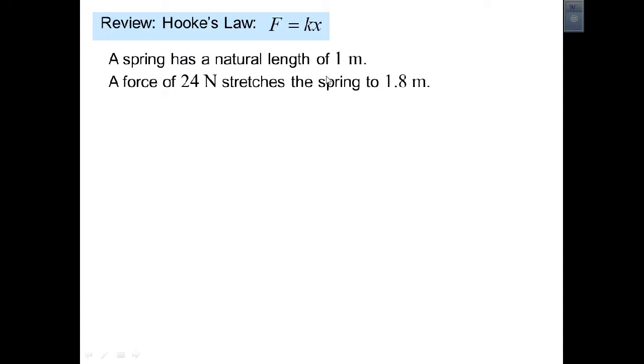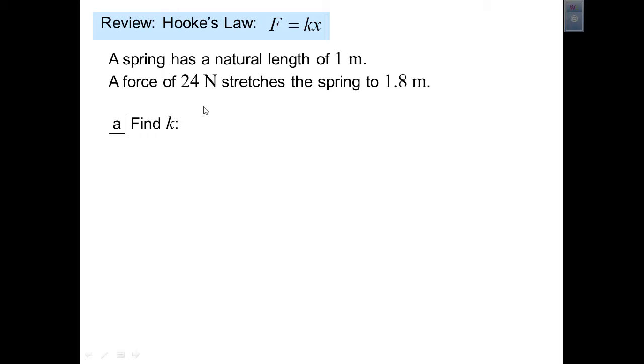So a spring has a natural length of 1 meter. A force of 24 newtons stretches the spring to 1.8 meters. So you would have to be given an instance like that for you to be able to find out what K is. And then once you find what K is, you can find the force for any other length that you need to stretch it to. The only other way would be for them to give you the spring constant.